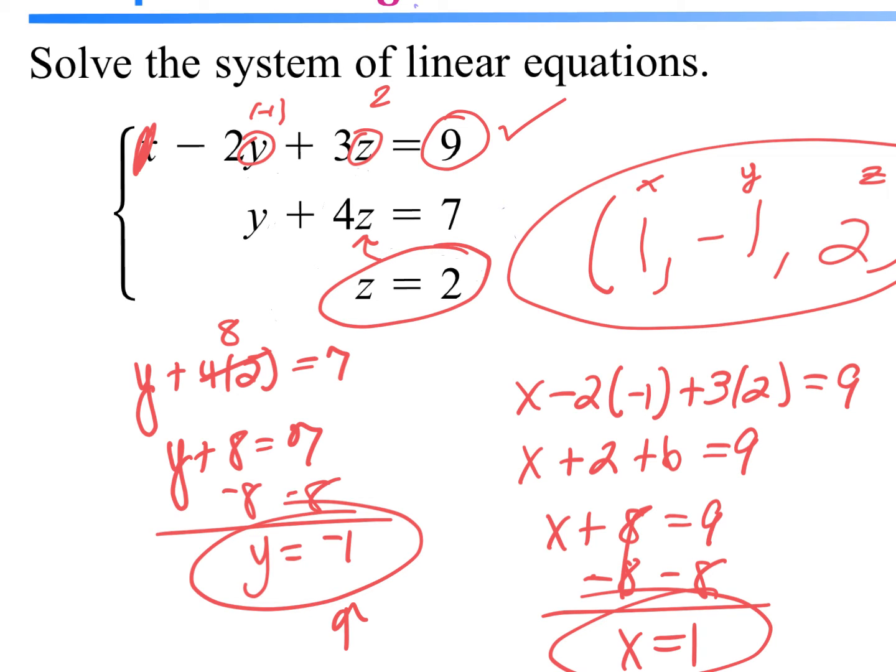Good to go. Look down here, y and z. Well, y was -1 and z was 2. So -1 plus 8 is 7? Yes. So you guys are good. Make sense?